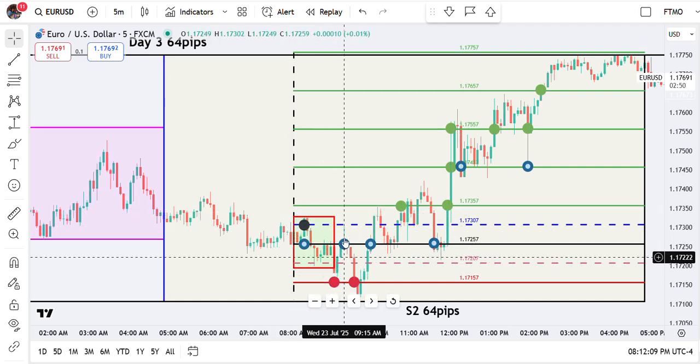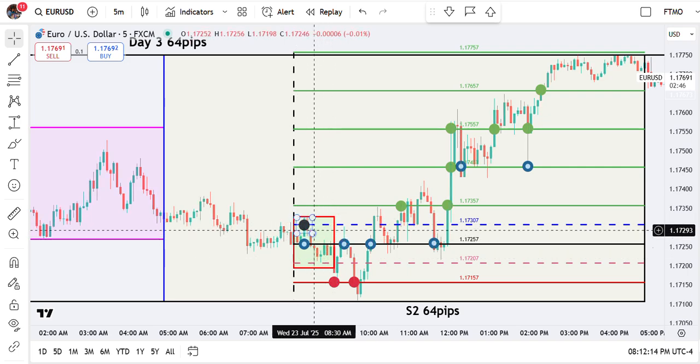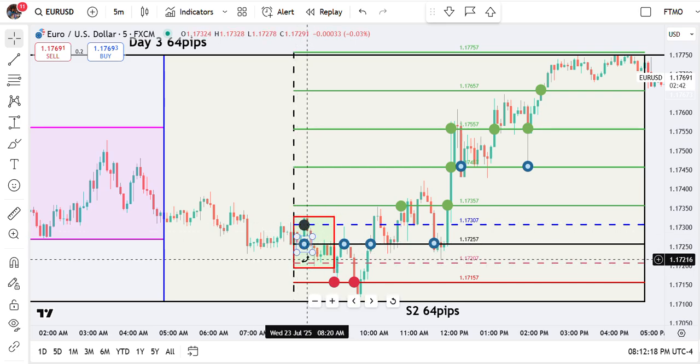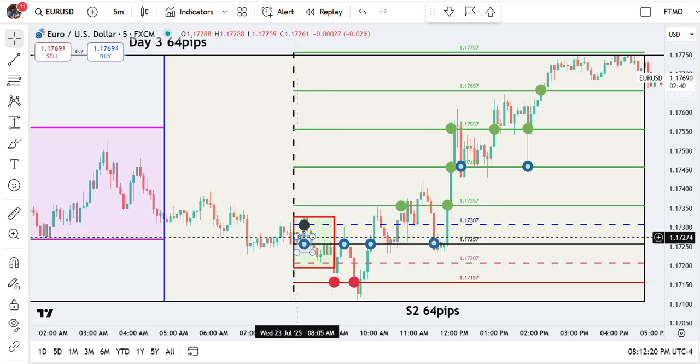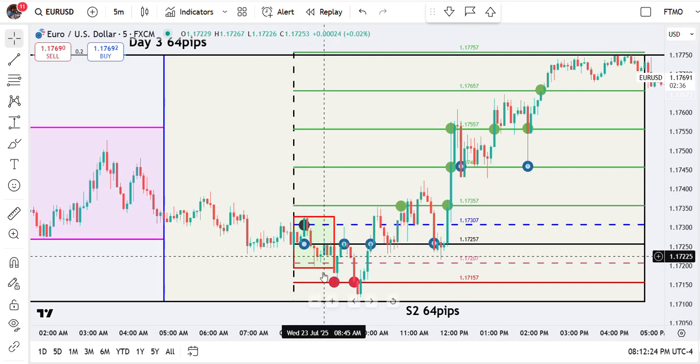If the outline color of this box is green, that means we won the trade. If the inside shade of this box is red, that means the sell stop was triggered. If the inside of this box is green, that means the buy stop was triggered. And that's the definition of it.